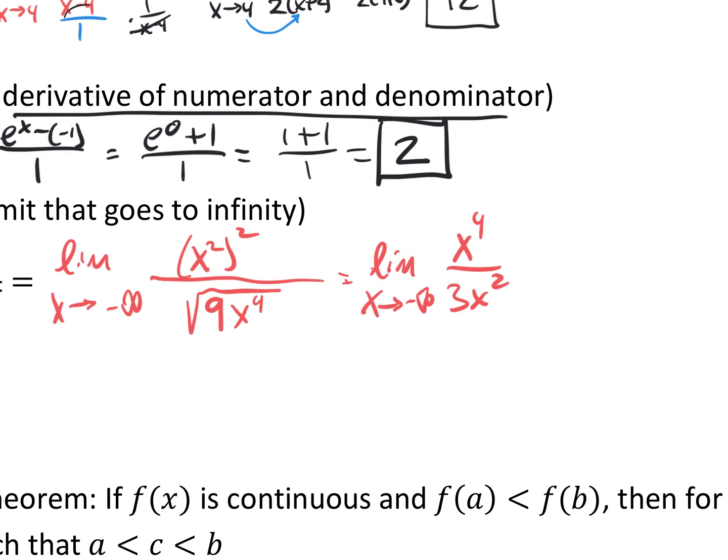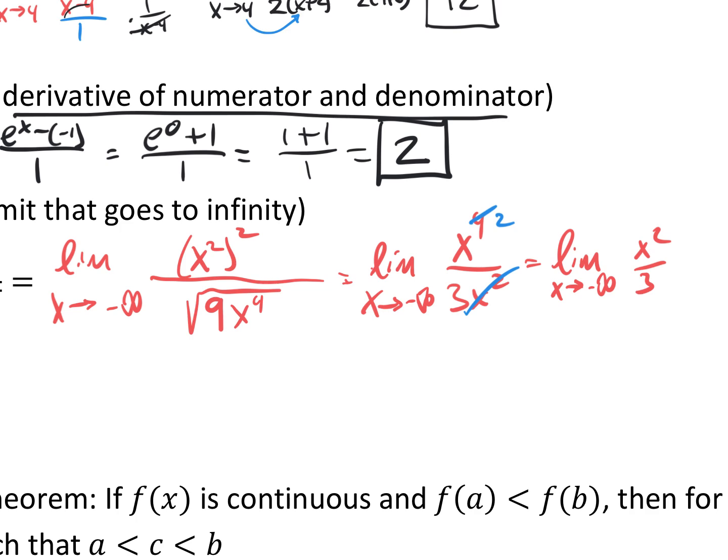Well, we can go a little bit further here. Now, basically, we got a bigger power on top. So once that bigger power on top is there, we know we're going to infinity or negative infinity. The limit as x goes to negative infinity of, well, let's cancel a little bit. These will cancel with a couple of those. And so we have x squared over 3.